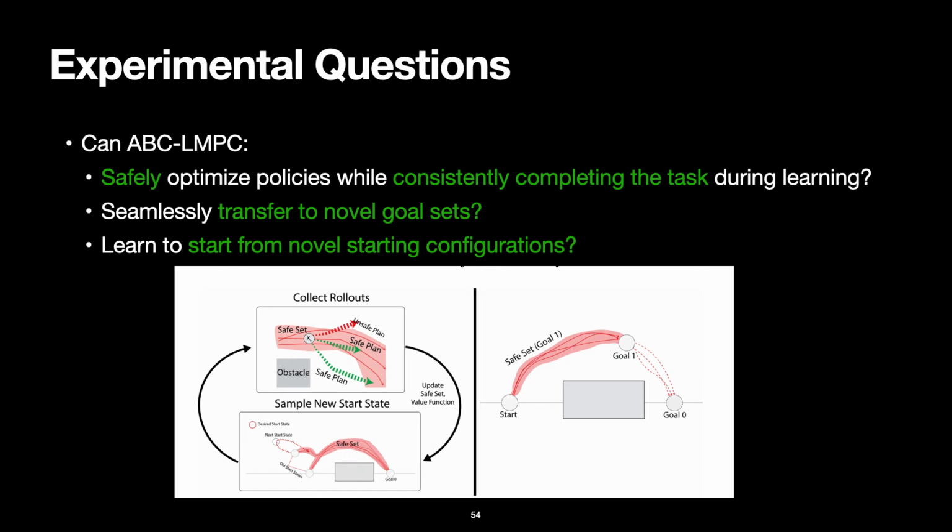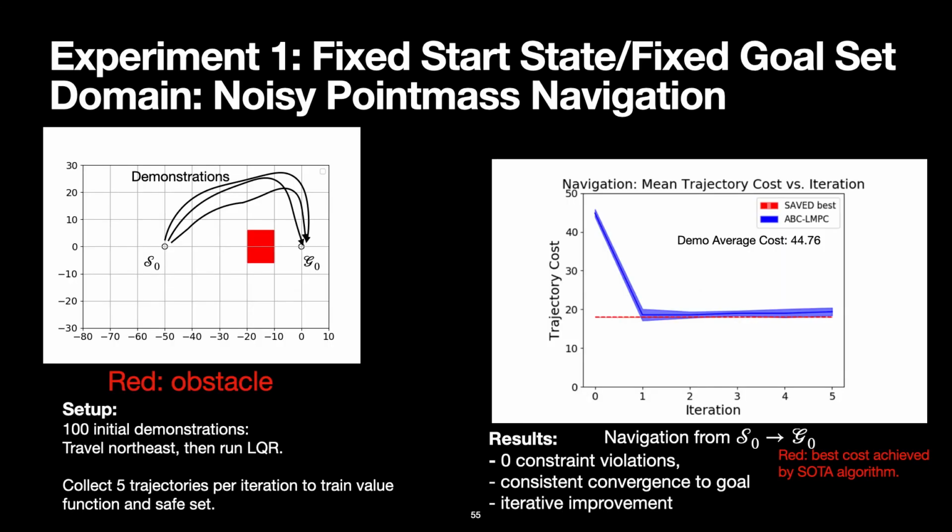We then present experiments where the controller (1) adapts to new start states with the goal set fixed, (2) adapts to new goal sets with the start state fixed, and (3) adapts to new start states and goal sets simultaneously. First, we evaluate ABC-LMPC with a fixed start state and goal set on a noisy, constrained navigation task where the task is to guide a point mass to a goal set on the other side of an obstacle.